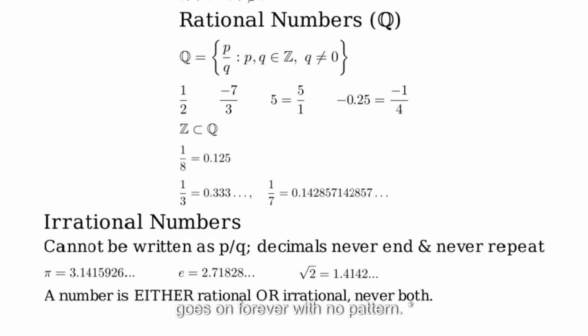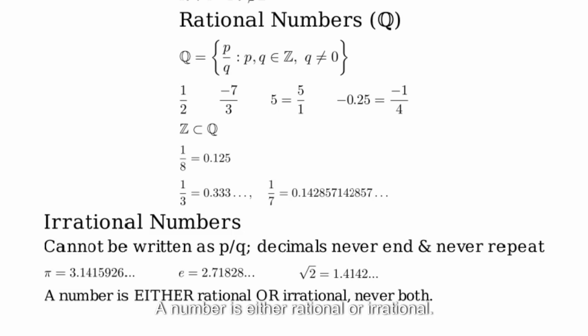3.14159, goes on forever with no pattern. e, Euler's number, approximately 2.71828, goes on forever, no pattern. Square roots of non-perfect squares: square root of 2, square root of 3, square root of 5, and so on. These are the most common irrational numbers you will see on the test. Note, square root of 4 is not irrational because square root of 4 is 2, which is an integer.